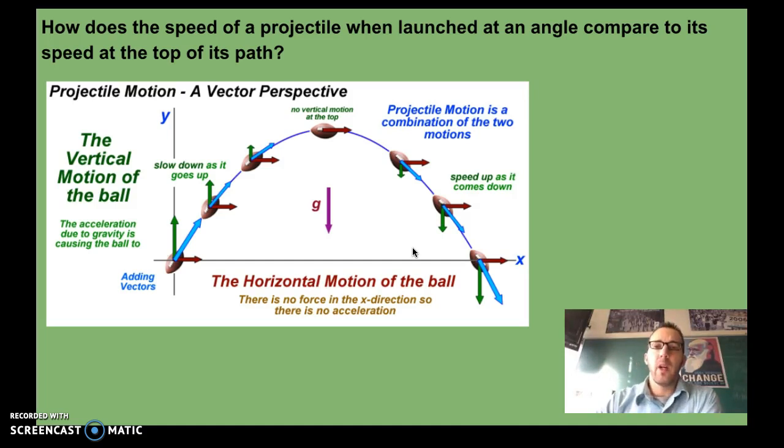How does the speed of a projectile when launched at an angle compare to its speed at the top of the path? You can see the blue arrow here is the speed when you put the x and y together, and it's getting smaller. It's getting smaller on the way up until it's not even there anymore. That doesn't mean it doesn't have any speed. It just means all of the speed is the x speed. It's the red one here because all the y goes away. So the speed was largest down here at the bottom, and it's at its smallest here at the top when all the y goes away and the only thing that's left is the x speed.